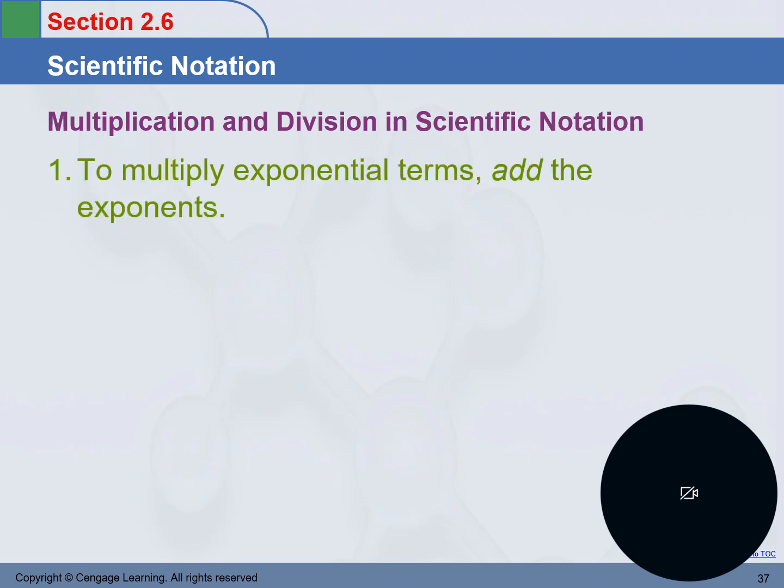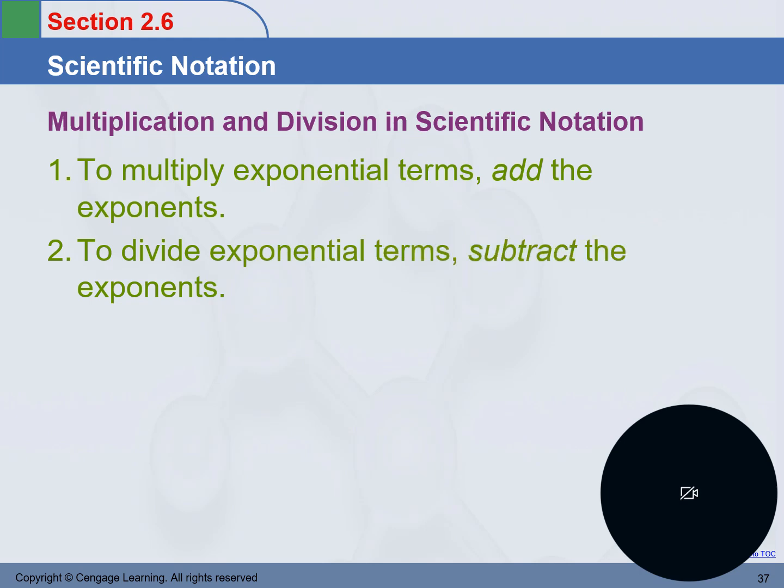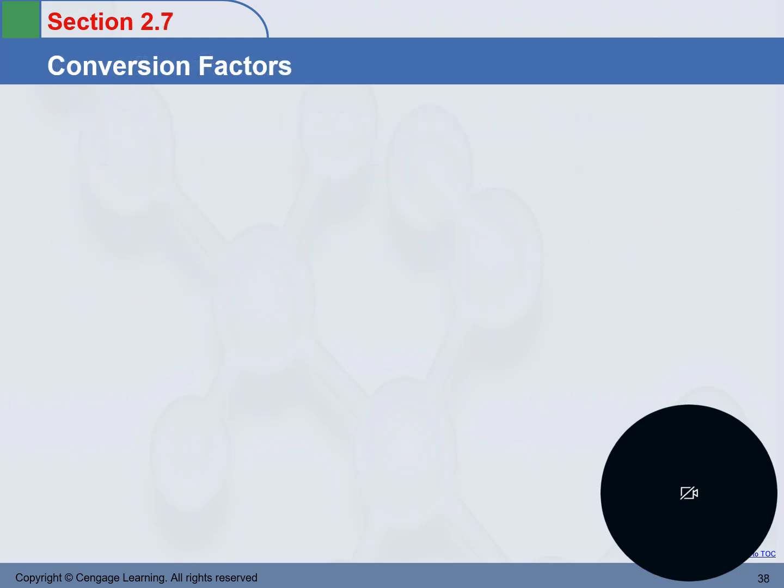Next part of this chapter deals with scientific notation and really multiplying and dividing with scientific notation. Most of the time the calculator does this for us, but in case you want to do it longhand, if you're multiplying exponential terms, you actually add the exponents. And when you divide the exponential terms, you subtract the exponents.